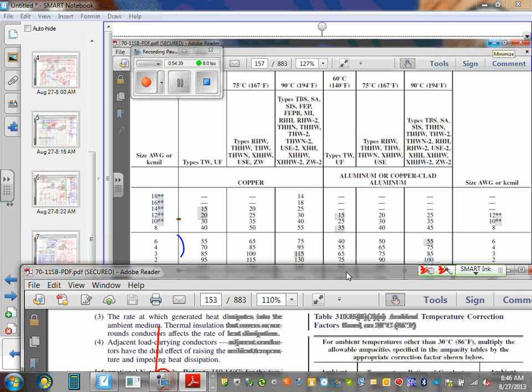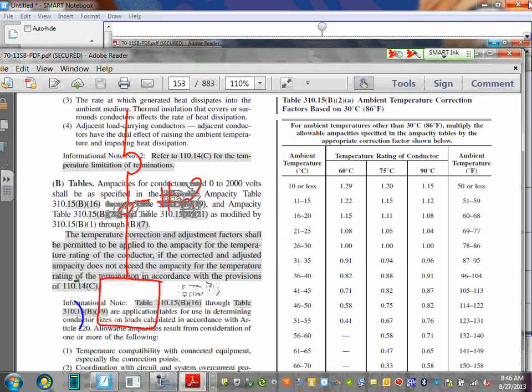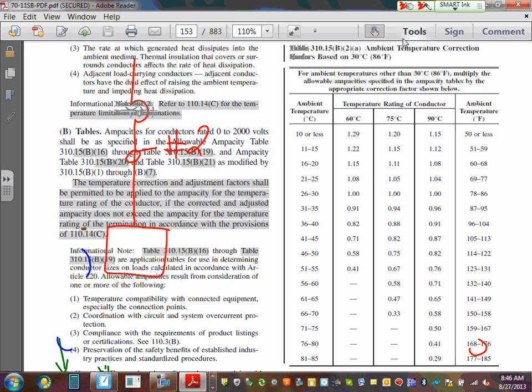60 degree column, 95, right? Number two, 95, normal operating condition. Under normal operating condition, I can get 95 amps. And the next standard overcurrent device is what? 100 amps. The next standard overcurrent device is 100 amps, if everything is under normal operating condition.